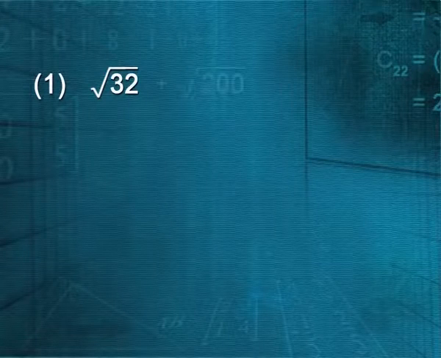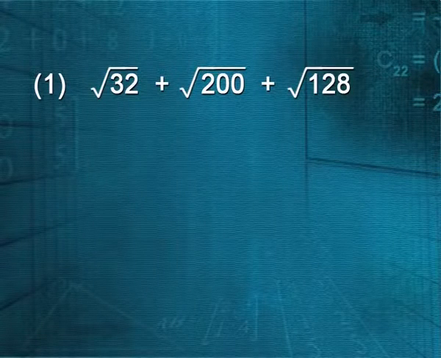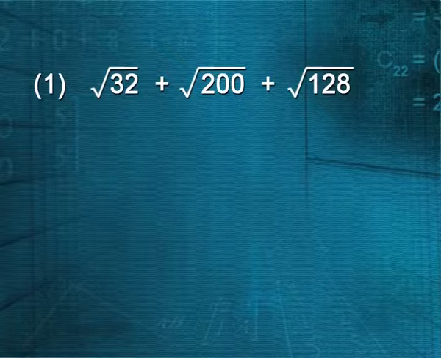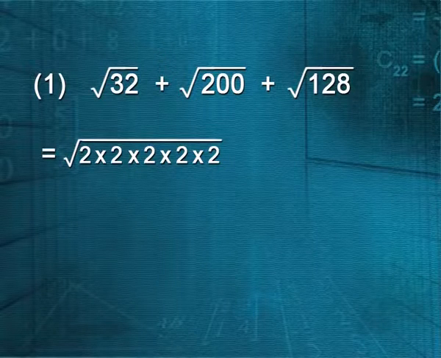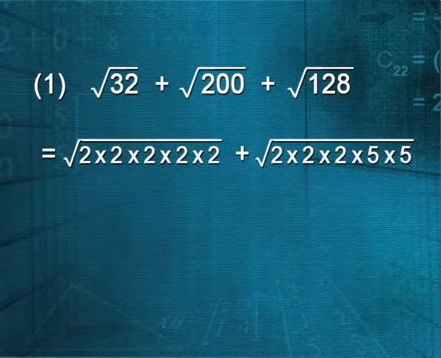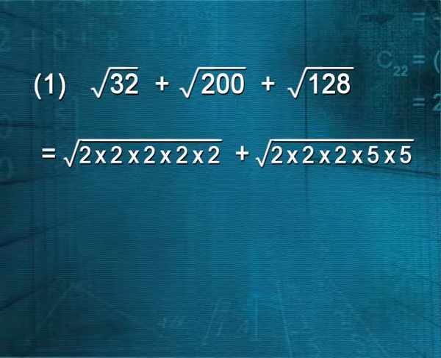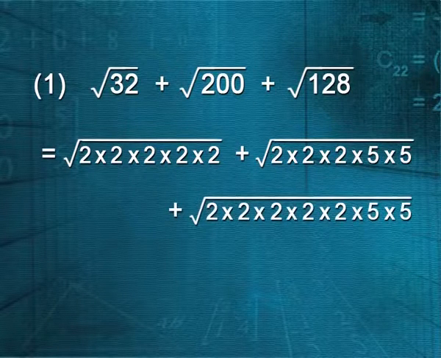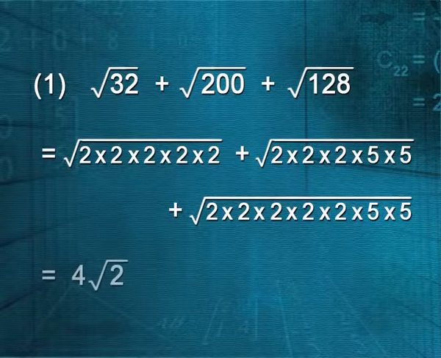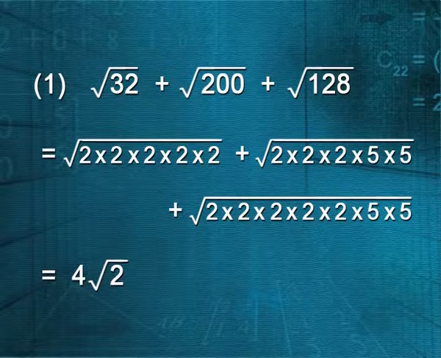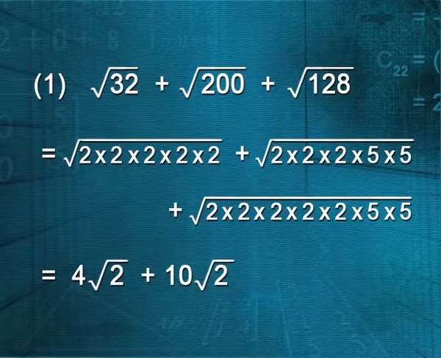Now let us see one example. You are given root 32 plus root 200 plus root 128. We will reduce them. 32 can be written as 2 into 2 into 2, 5 times. So root 32 will be under root 2 into 2 into 2 into 2 into 2, 5 times. Similarly, root 200 can be written as root 2 into 2 into 2 into 5 into 5, and root 128 can be written as root 2 into 2, 7 times. So root 32 can be written as 4 root 2. Similarly, root 200 can be written as 10 root 2, and root 128 can be written as 8 root 2.